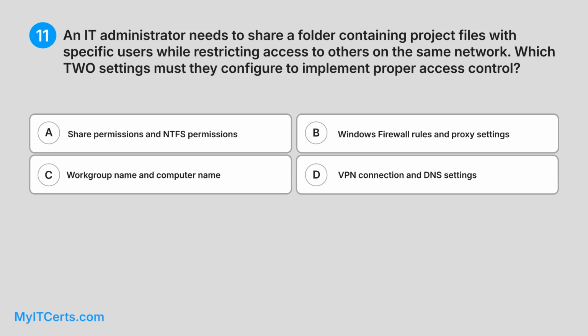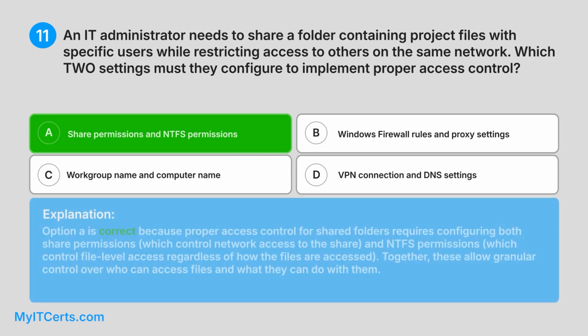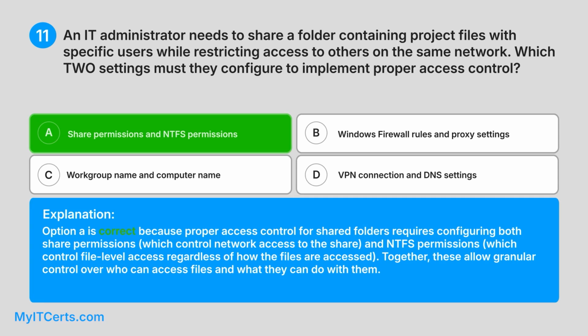Correct answer: A. Share permissions and NTFS permissions. Explanation: Option A is correct because proper access control for shared folders requires configuring both share permissions, which control network access to the share, and NTFS permissions, which control file-level access regardless of how the files are accessed. Together, these allow granular control over who can access files and what they can do with them.